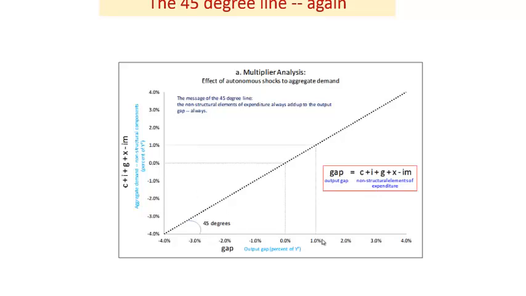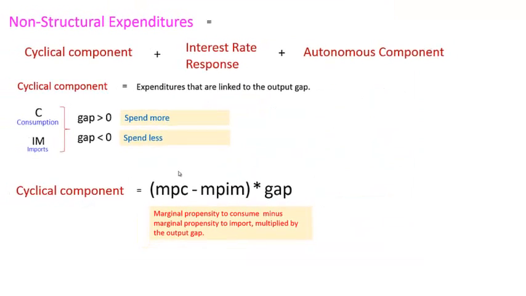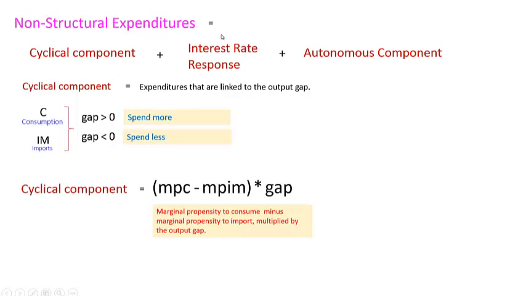Alternatively, let's suppose that we have an output gap of 1%. That means that the sum of these non-structural elements to expenditures must also be 1%. Alternatively, let's suppose that we have a negative output gap, minus 1. That means that these non-structural elements must also sum to minus 1. Now let's recall the non-structural elements of expenditures: the cyclical component, the interest rate response, and the autonomous component.